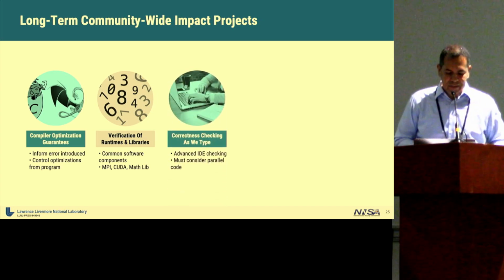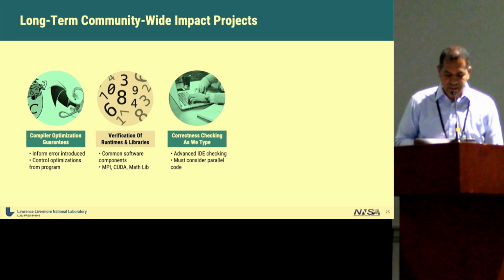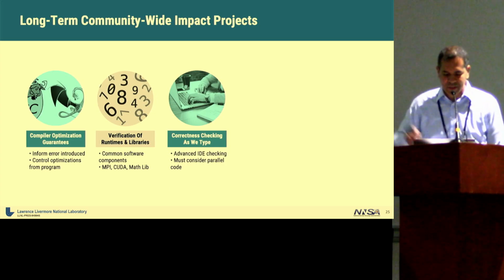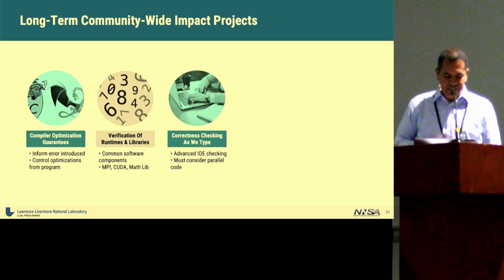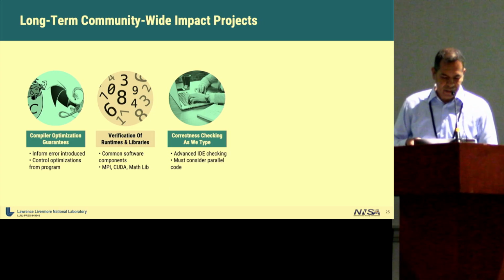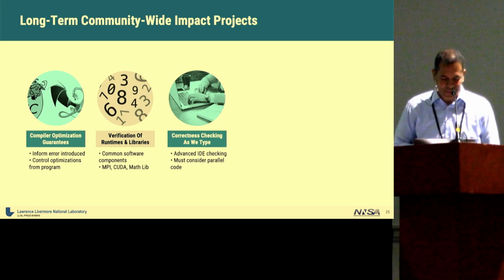Correctness checking as we type, so more advanced IDE checking. I know there has been a lot of advances on IDE checking, right? Even in the machine learning area, with ChatGPT and all of these things, you can write code and it could tell you what is wrong with the code. But I think the challenge here is that it has to consider parallel code, and it has to consider numerical software. And I think most of the advances are not considering that. So that's an opportunity for us to have some impact there.